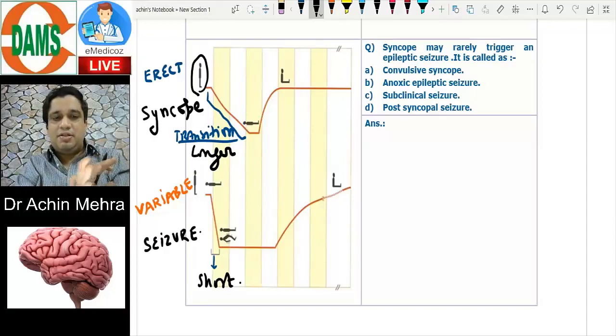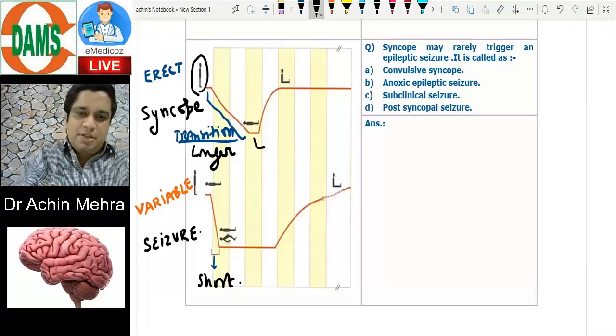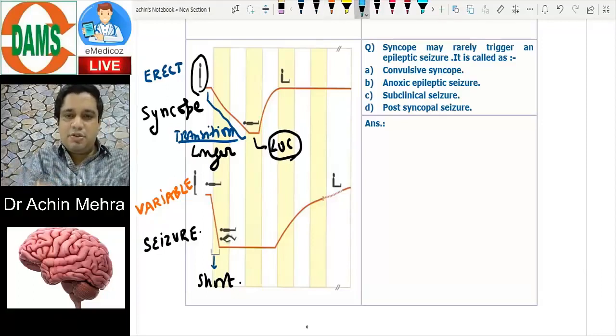Now in a syncopal attack, if you have ever seen the patient, you will not forget that they remain unconscious for not a very long time. They become conscious maybe in a few seconds or minutes. Why? Because when you fall down, the circulation of blood automatically improves, the venous return towards the heart improves, and the cerebral perfusion also improves. So the loss of consciousness is very short. The transition may be longer, but the whole episode of loss of consciousness is very short in them.